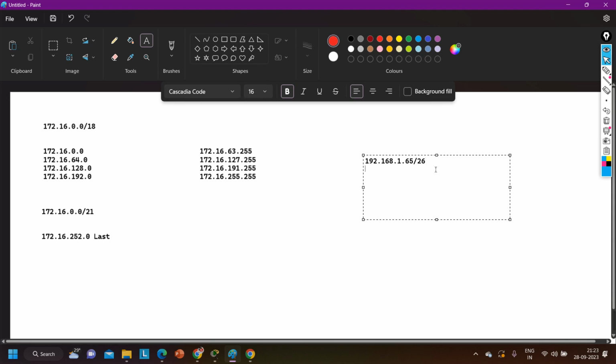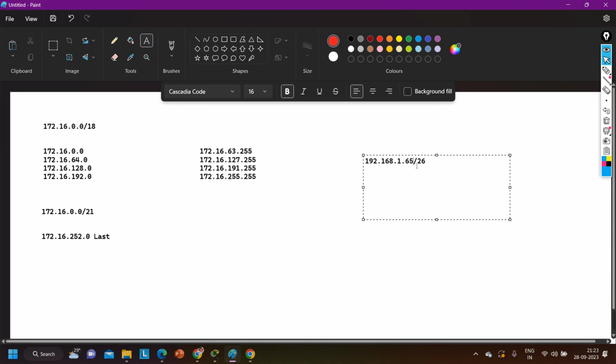See, to find the network ID, 64. You don't need to solve the subnetting question on paper. Just calculate the block size in your mind. If the slash value is 26, that means the subnet mask of the last octet is 192. And if the subnet mask of the last octet is 192, then the block size will be 256 minus 192, that is 64.